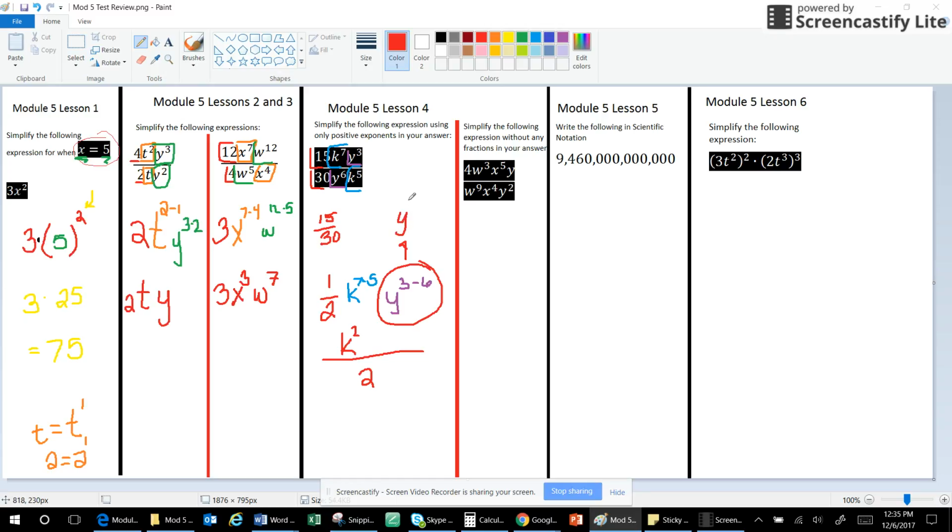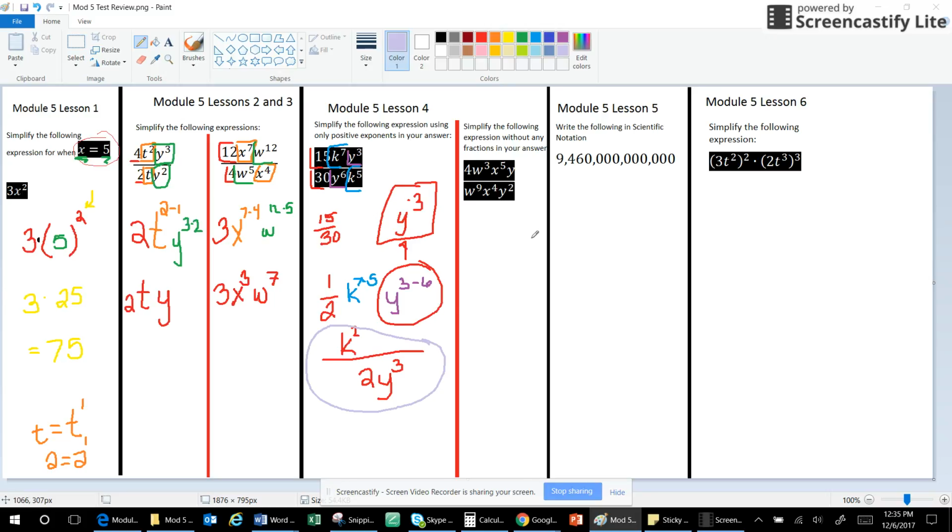And you should be thinking, okay, the problem told me no negative exponents. What do I do with y to the negative 3 to get rid of the negative? It goes to the bottom of the fraction. So we turn it positive, put it on the bottom of the fraction. And here's our final answer. k squared divided by 2 y to the 3rd.